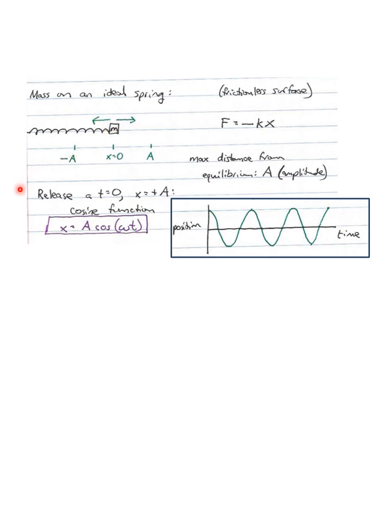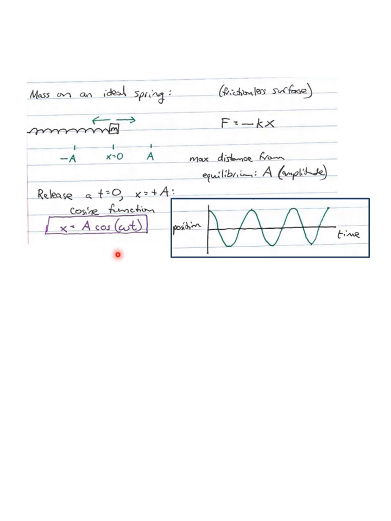Now let's say we take that mass, we pull it out to position positive A, and then we start the timer and release it. So it's at position A when t equals 0. You can see the graph down below. That would give a cosine function. It'll start up here at A. At time equals 0, it'll go into negative territory down to negative A, up to positive A, and there it would have completed an entire period.